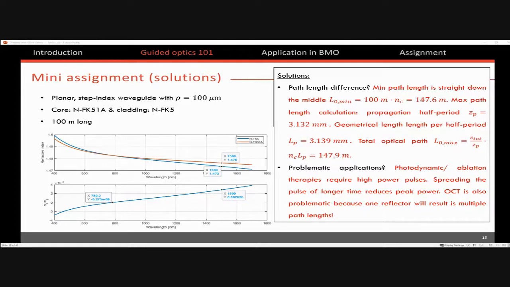Yeah. So the shortest path length versus the longest path length: the optical path length is 147.6 versus 147.9 meters. So that means you'd have a 30 centimeter difference between the shortest and the longest. So in OCT, even if you have much less fiber, let's say one order of magnitude less, so 3 centimeters.